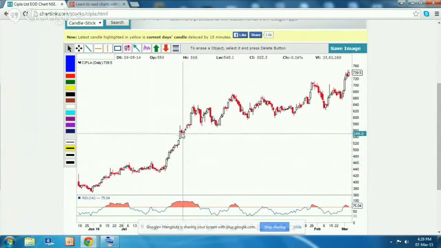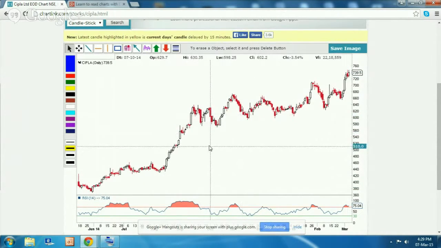Now you can see red candles and white candles. The white candles are bullish candles, in that on that particular day the close was higher than the open. So that's why it is a bullish candle. And when you see a red candle like this, a big red candle here, which I'm pointing, it is a bearish candle. What it means is the close was lower than the open on that day. So this is a daily chart from June 14 till today.